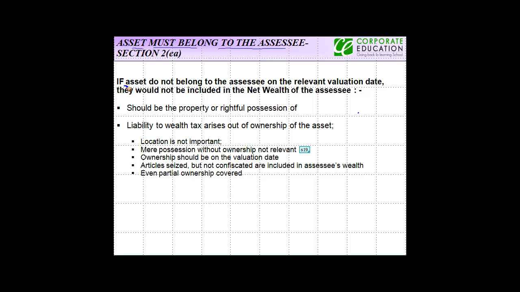So let's read this. If the asset does not belong to the assessee on the relevant valuation date, so the ownership has to be established on the relevant valuation date. So let's say you're looking at AY 2011-12, then on March 31, 2011, the asset must belong to the assessee on the valuation date. And if the asset does not belong to the assessee on the relevant valuation date, it would not be included in the net wealth of the assessee.